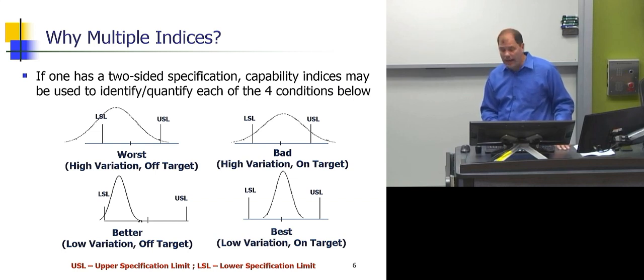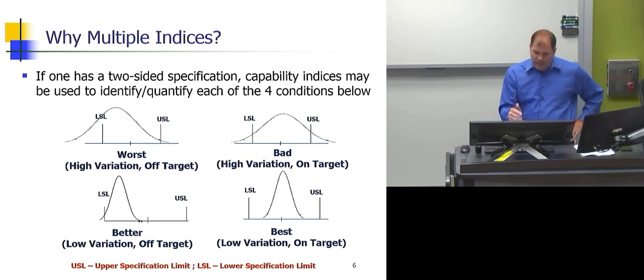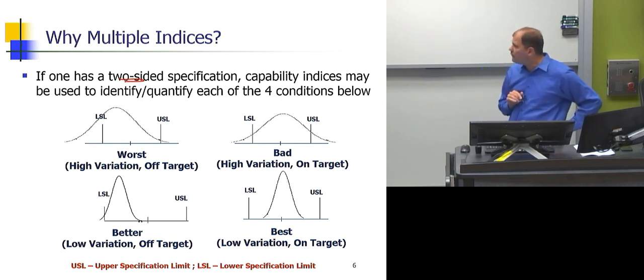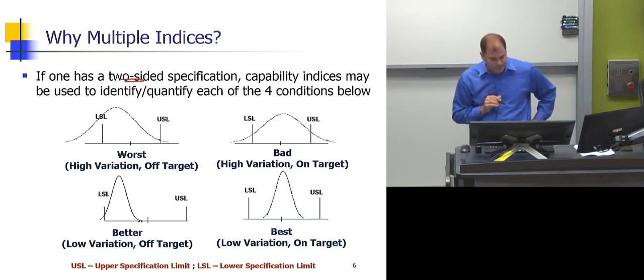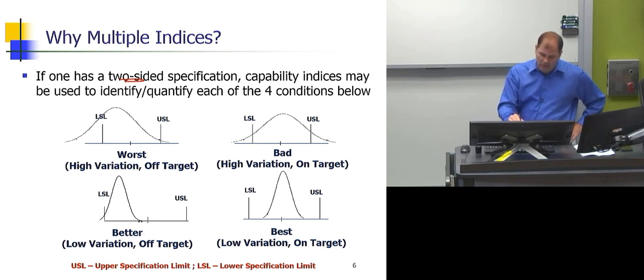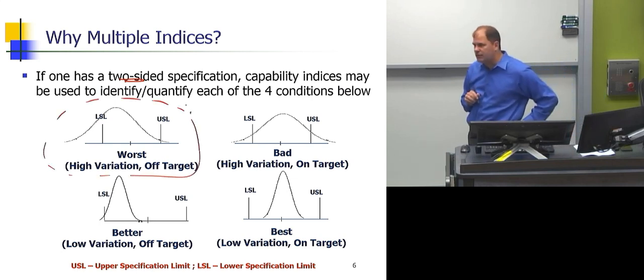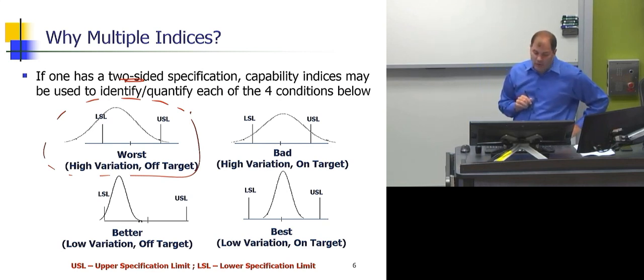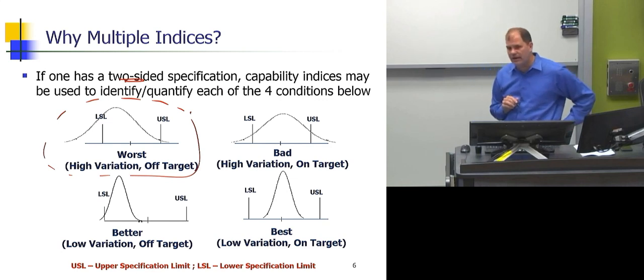A good question is why? If we think about the case of a 2-sided specification, there are 4 pictures up here. You could start out in the worst case where you have high variation and off target. Why am I saying you have high variation? What is the visual clue that you have high variation here?